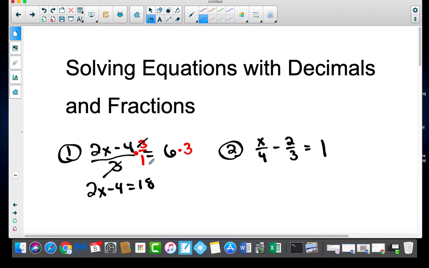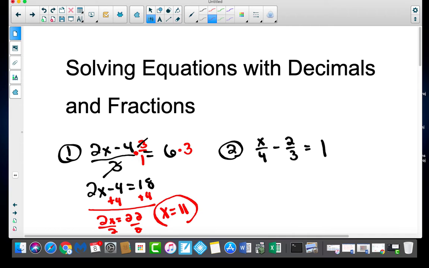All right, so now it's just a two-step equation. And I'm going to add 4 to both sides. I have a little pen trouble here, sorry. Okay. And I'm going to get 2x equals 22. I'll divide each side by 2. And when I do so, I'm going to get x equals 11. All right, I'll let you go ahead and check that yourself.